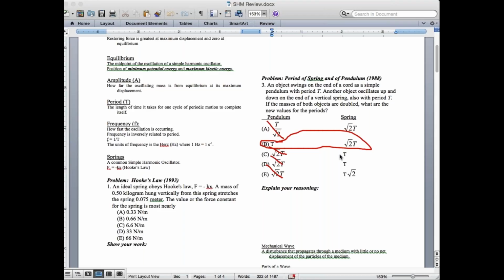Okay. But we do realize that the period will be affected for the spring. If you think that it's root 2, why is that happening? Because it's 2 pi square root m over k. So if m is doubled, that means I'll have a root 2 out front of that. That's why that also makes sense.